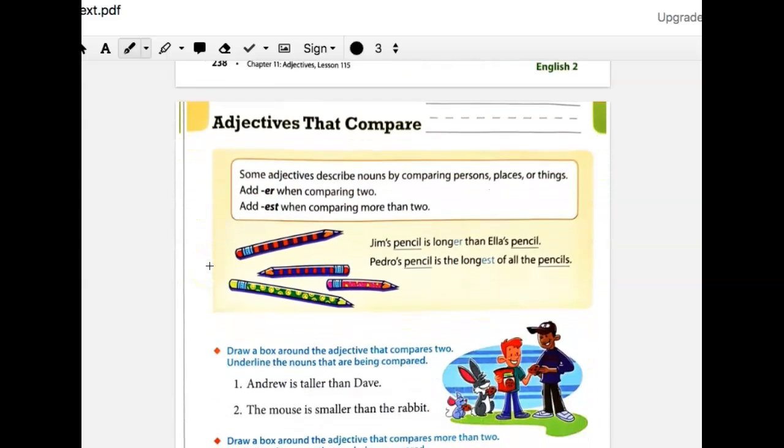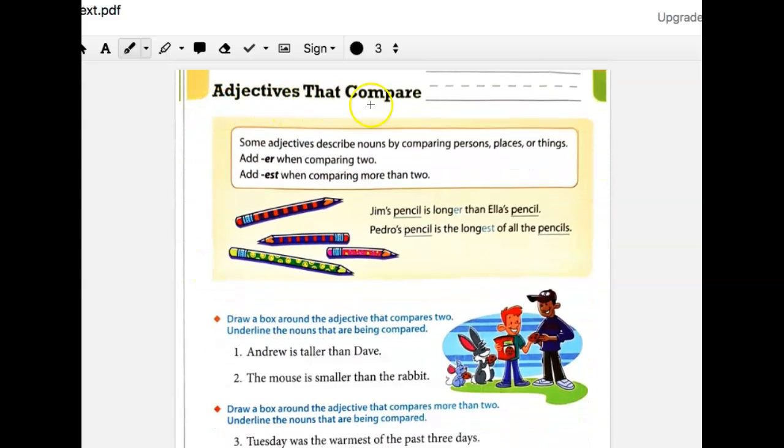On Thursday, we will continue learning about adjectives, adjectives that compare.